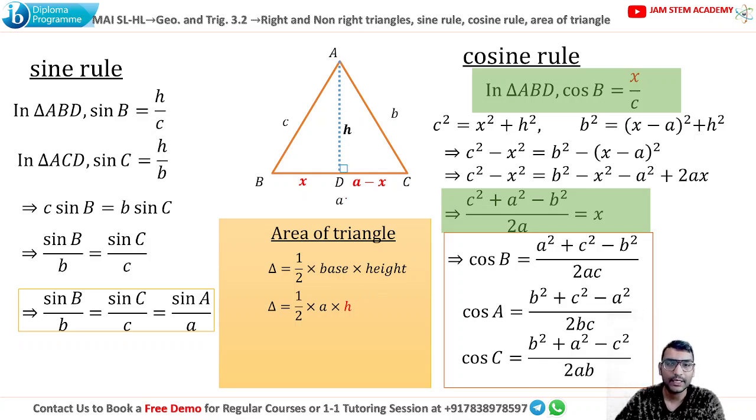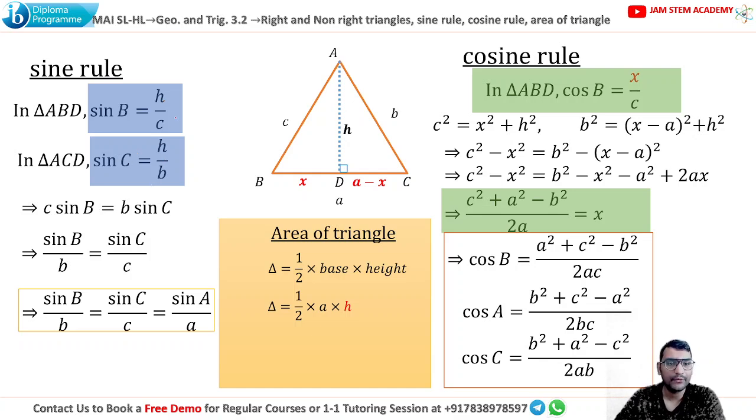So for this h value, you can either use triangle ABD or triangle ACD, or you can take any other height also. Accordingly, you have to change the base. So you can find from here that the value of h is either c sine B or b sine C. You can use either of these values, you will get the same result.